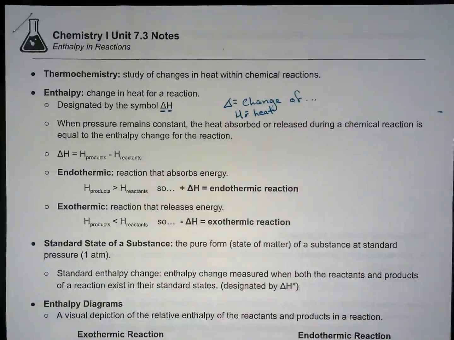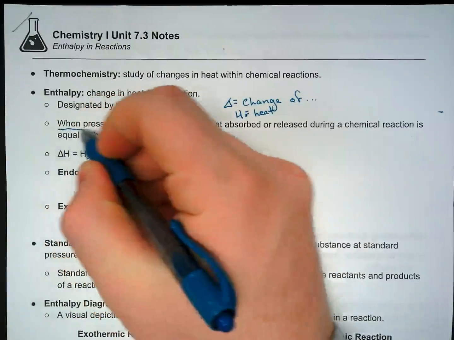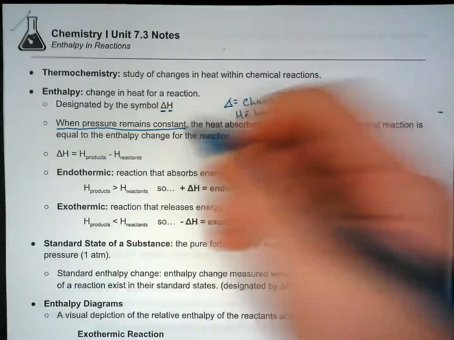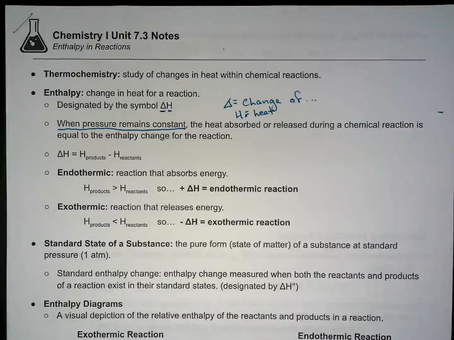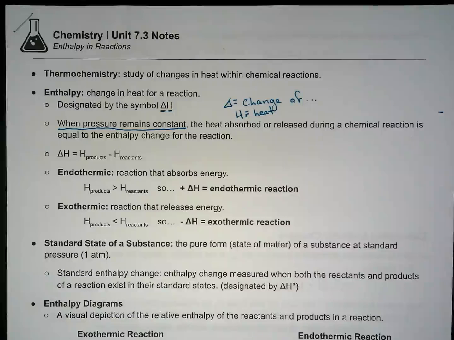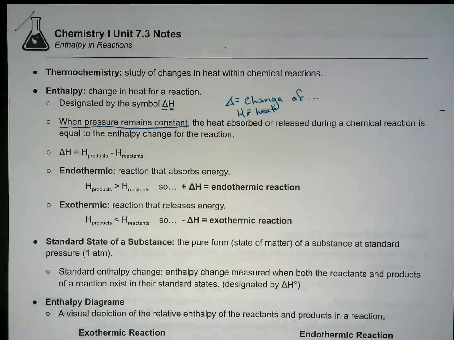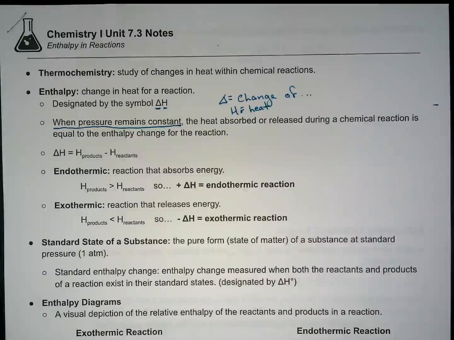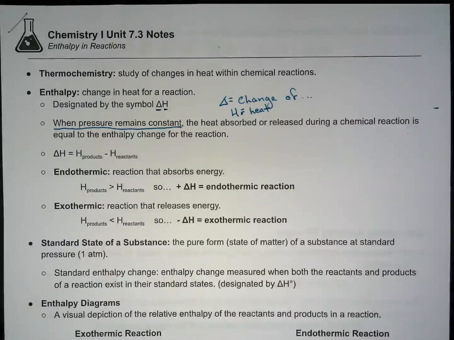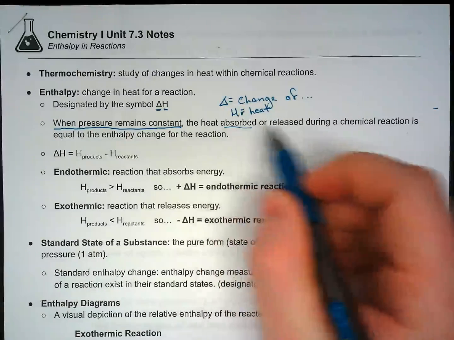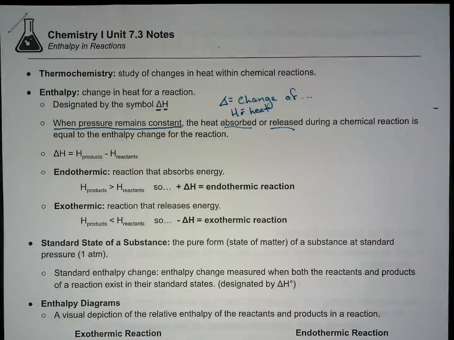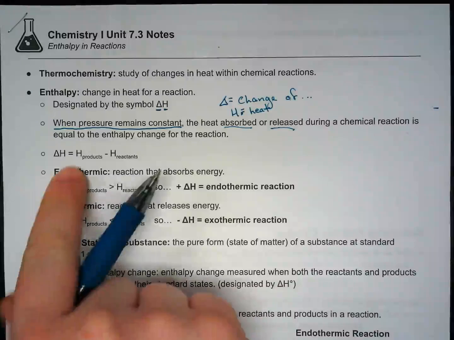Okay, so when pressure remains constant, and this is a pretty important piece right here, and for the most part, all problems we're working with will have pressure remaining constant, the heat absorbed or released during a chemical reaction is equal to the enthalpy change for the reaction. Okay, so that's heat gained or heat lost. How much heat did we lose during an exothermic reaction? How much heat did we gain during an endothermic reaction? Okay, and we can denote it like this.